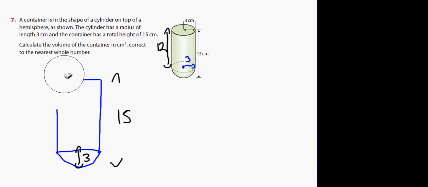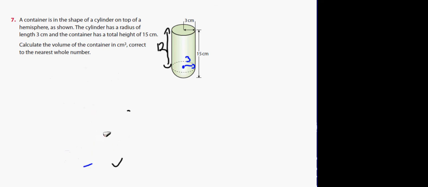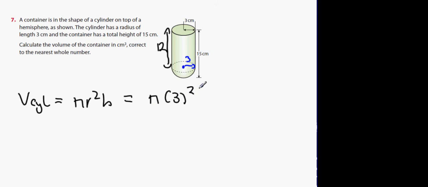Okay? Now, what we're going to do next is find the volume of the cylinder first. So the volume of the cylinder is pi r squared h, and that is going to be pi times 3 squared times 12. What's that in the calculator? 108 pi. Okay.